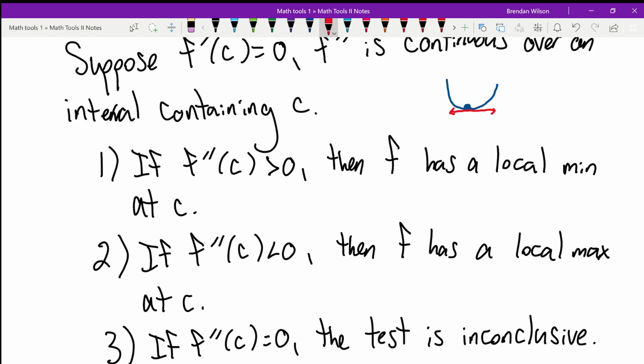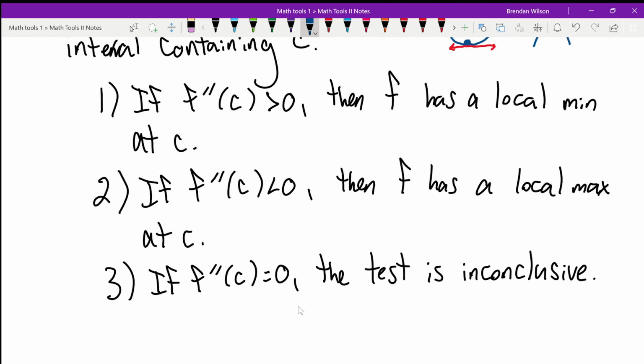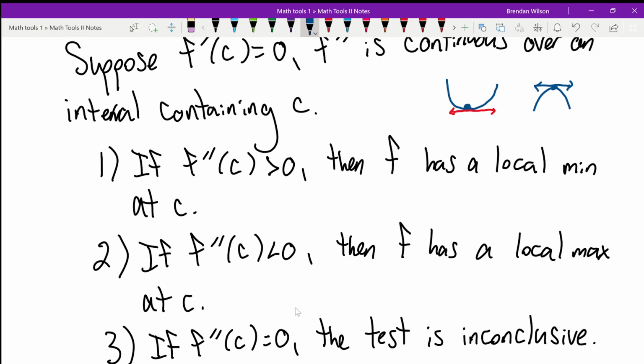On the other hand, if the second derivative is less than 0, then we would have a local max at that point. Same idea. Here it's concave down, meaning the tangent line is above the graph, so that would give us a local max. And then finally, if the second derivative is equal to 0, the test is inconclusive. In this case, we just can't tell either way. So we would need to go to the first derivative test or a different alternative instead.